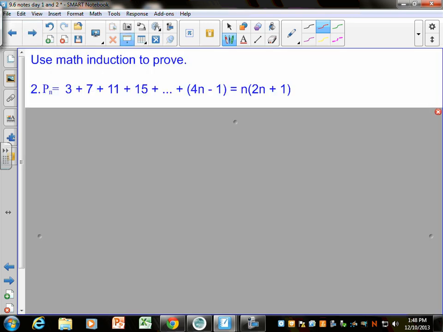Use math induction to prove. And all of these are just going to be a sequence, and there's going to be a formula for the nth term, and there's going to be a formula for the sum.